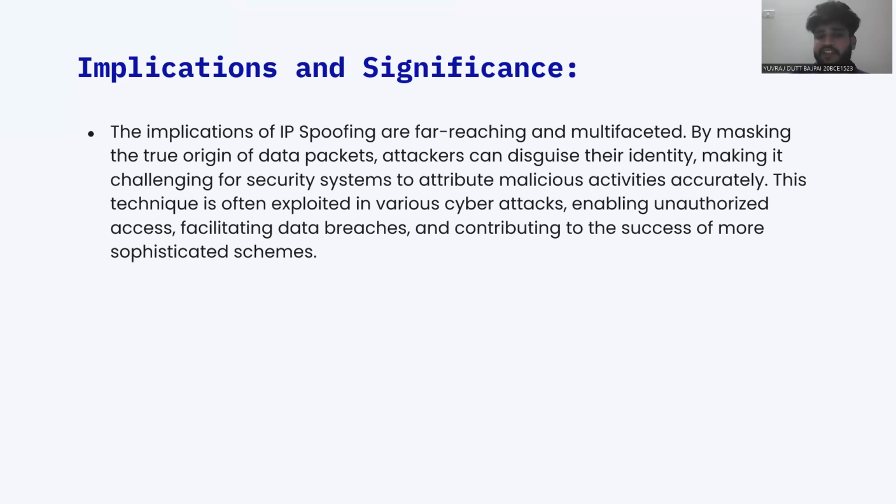When we come to implications and significance, the implications of IP spoofing are far-reaching and multifaceted. By masking the true origin of data packets, attackers can disguise their identity, making it challenging for security systems to attribute malicious activities accurately. So this technique is often exploited in various cyber attacks, enabling unauthorized access, facilitating data breaches, and contributing to the success of more sophisticated schemes.